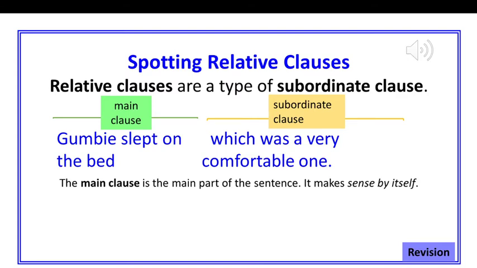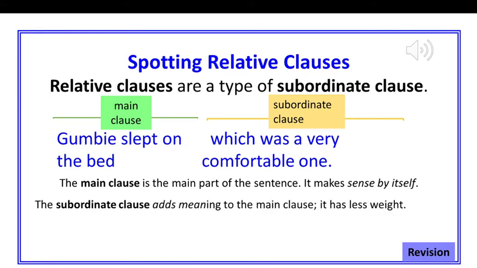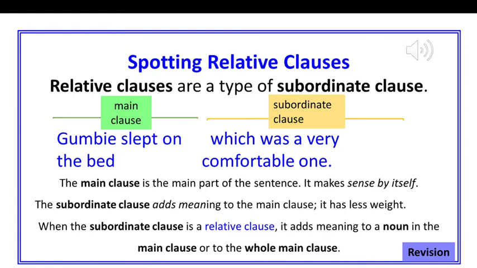So once again, the main clause is the main part of the sentence and it makes sense by itself. The subordinate clause adds meaning. So the main clause has more weight, and the subordinate clause is less important, just adding on extra meaning or extra information about that main clause. When the subordinate clause is a relative clause, it adds meaning to a noun in the main clause or to the whole main clause.